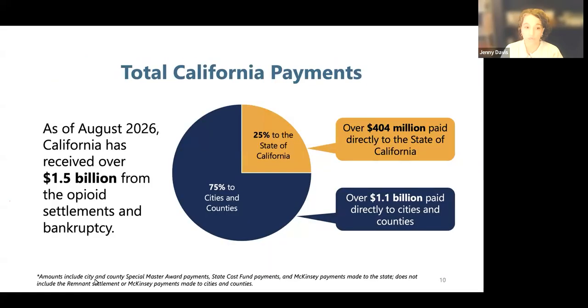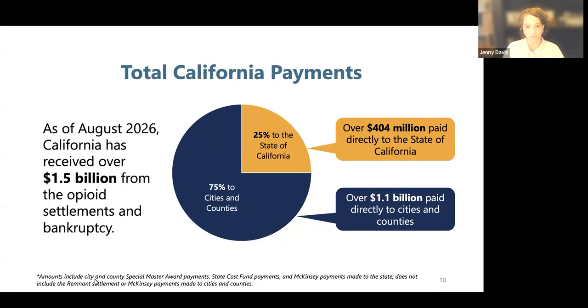So here's a snapshot of where we are today in terms of how much money California has received. This is since 2021. I believe our first payment that we included in these totals is from 2021. You can see we have over $1.5 billion. To put that into perspective, this might be a bit of a spoiler, but this is inclusive of, I think, 12 total agreements that have been made. So 12 agreements making payments to the state of California.